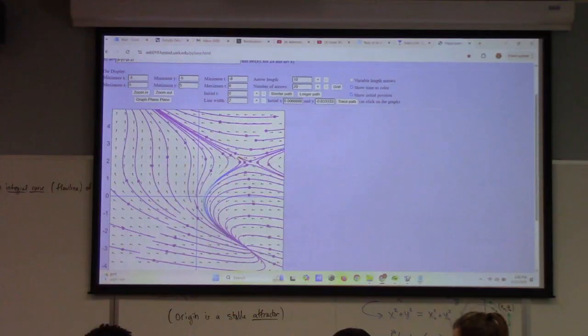So there is a whole section in your book on almost linear systems that develops these ideas in more generality than I test on here or anything. All right, let me put this away.